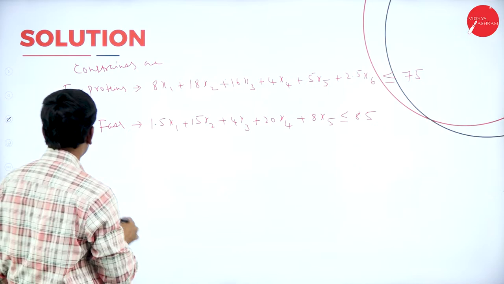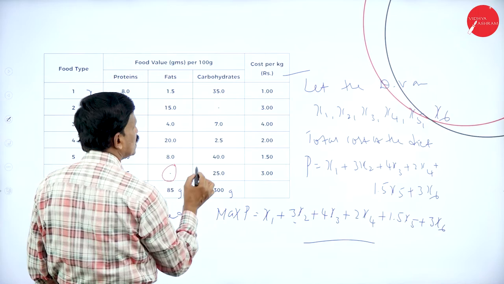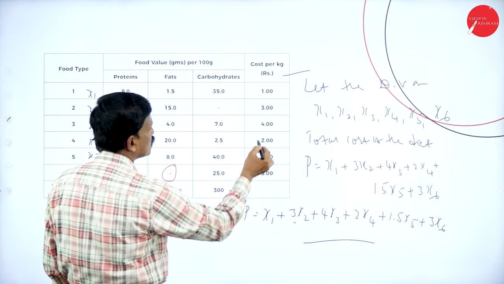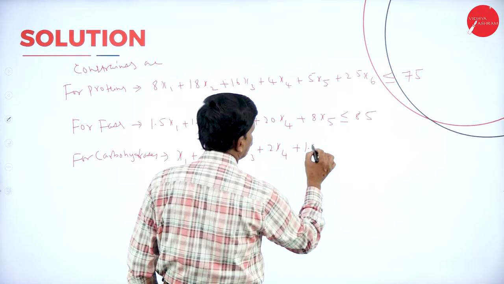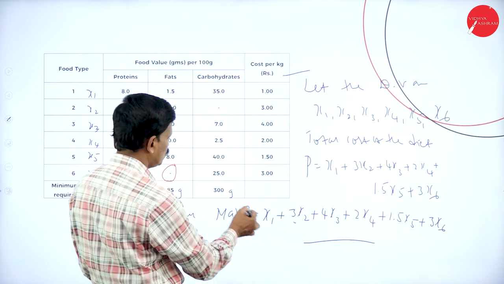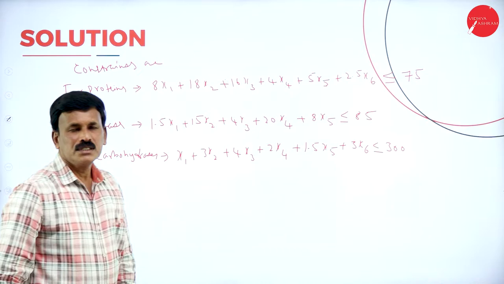Now, the third kind is for carbohydrates. x1 plus 3x2 plus 4x3 plus 2x4 plus 1.5x5 plus 3x6 is less than or equal to 300, the maximum availability is 300 grams. So, this is the mathematical step.